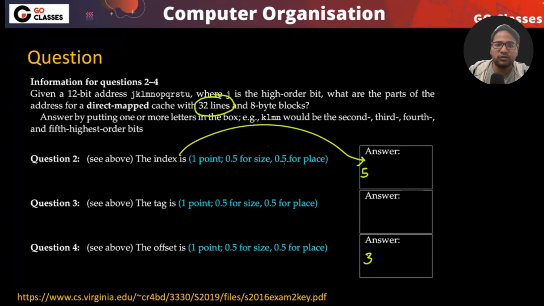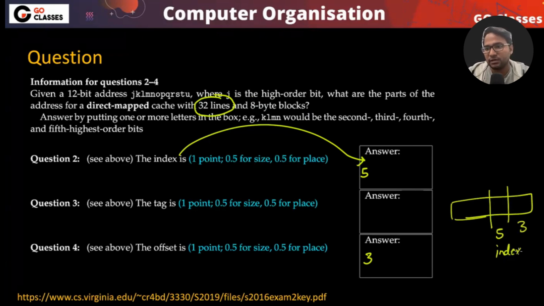Okay. If it is 12, then the remaining one. See, this is the index. For index I need 5. Here I need 3. This is the offset. And for the tag, how many bits do I need? If this is the tag, then you have 8 and the remaining is 4, right? So for the tag, you need 4 bits.